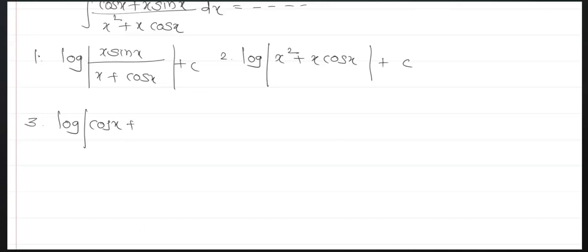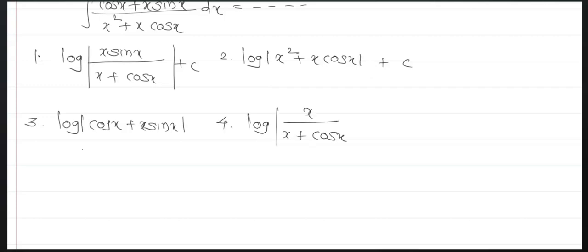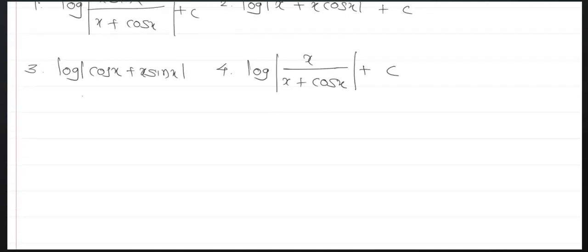Third is log of mod of cos x plus x sin x, and fourth is log of x upon x plus cos x plus c. That is the cos x plus x sin x upon x square.